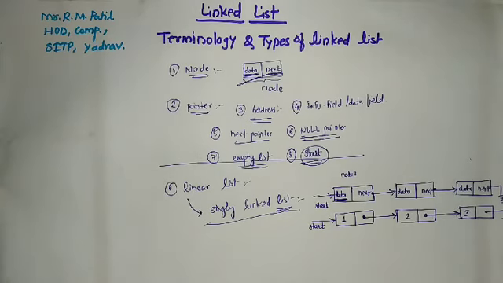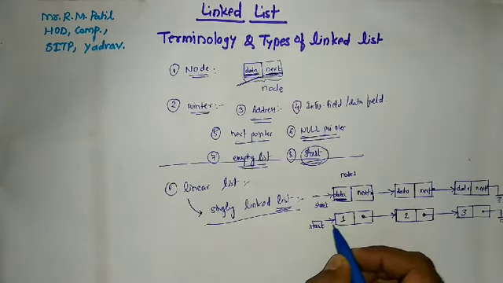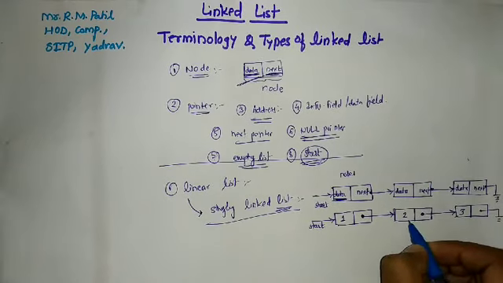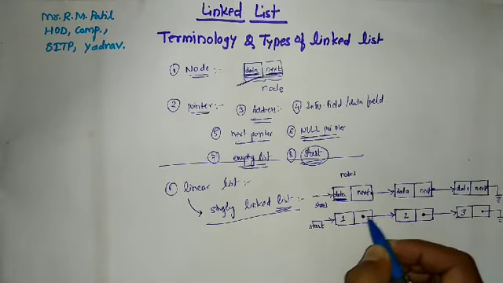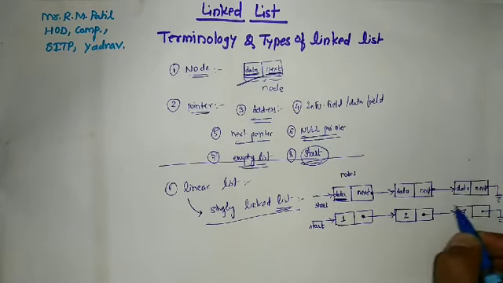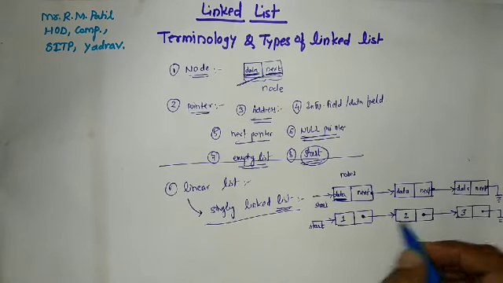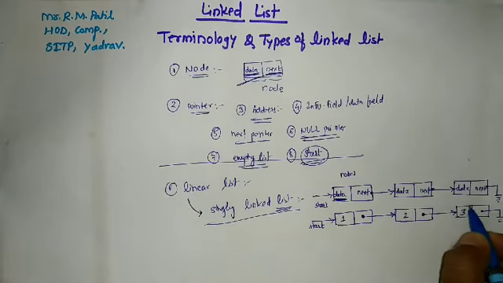The first thing means what? Consider we can traverse from one node to another node because we store the address of the second node in the first node, and the address of the third node in the second node. So like that we can go forward in one way.